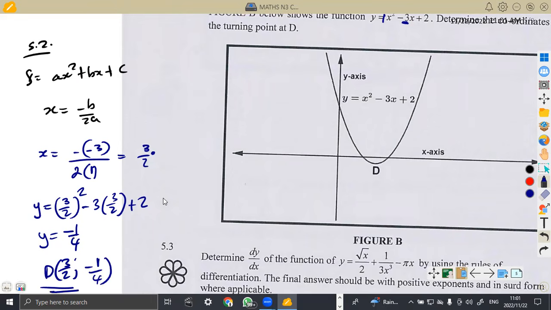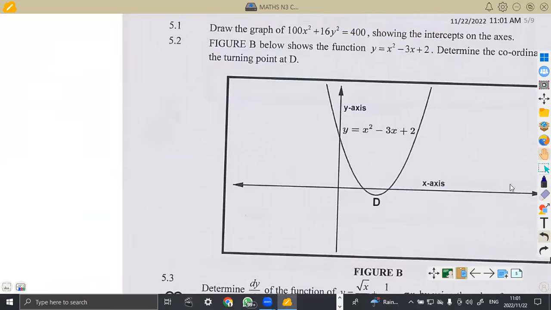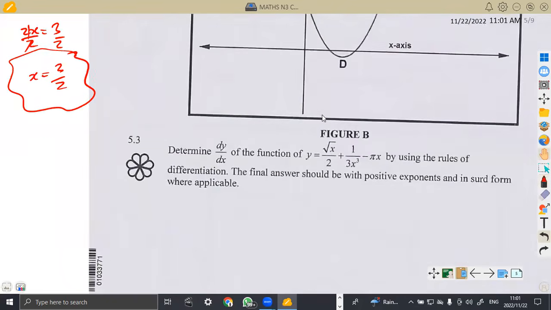So that was it. Or you can use the derivative to calculate the value of x. There were so many ways for us to have the value of x. We can use derivative since we know that at the turning point, dy dx is supposed to be equal to 0. So that's the derivative here, dy dx. We are going to have 2x, remember, minus 3 is equal to 0. So 2x minus 3 is equal to 0. 2x is equal to 3, divide by 2, x is 3 over 2. So as you can see, we are obtaining the same value of x, which is 3 over 2. So that means we are going to obtain the same value of y again. Okay, so that was it.